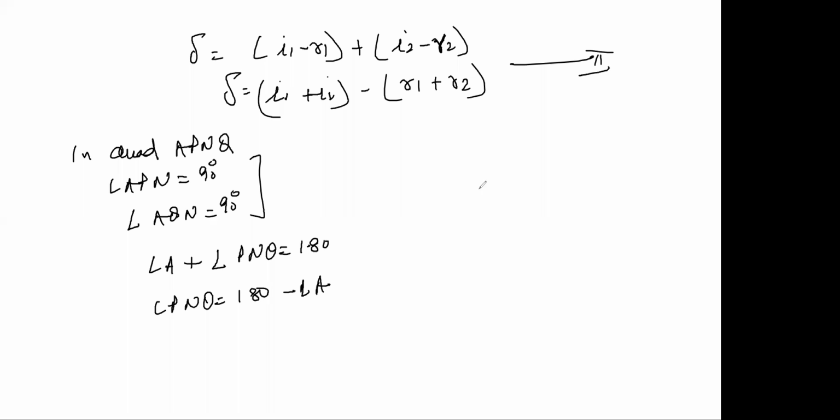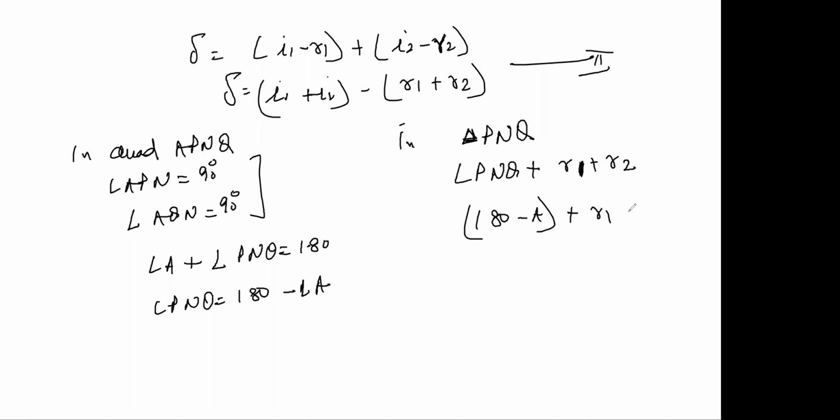Put in your book: if I take the lower triangle, triangle PQ, the three angles here are angle P and Q plus R1 plus R2. So what does this P and Q give us? 180 minus A, plus R1 plus R2. Do we have any other relation somewhere?